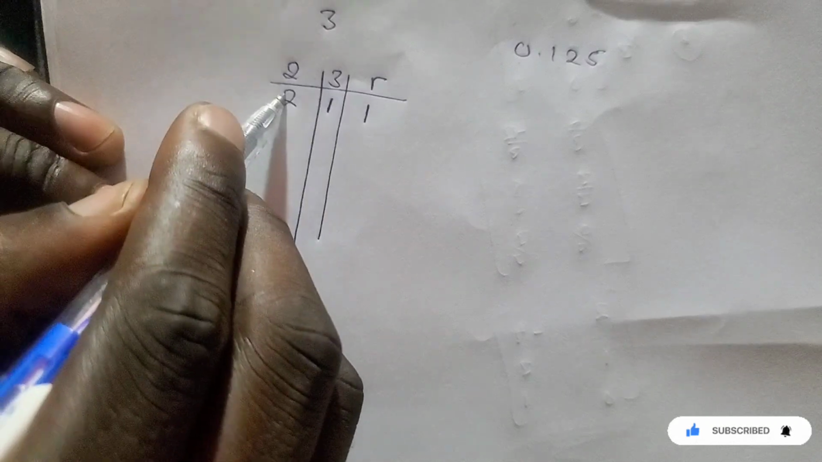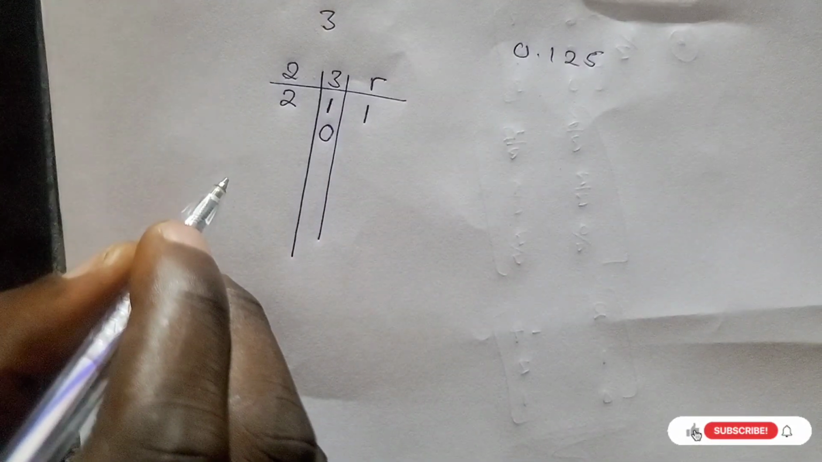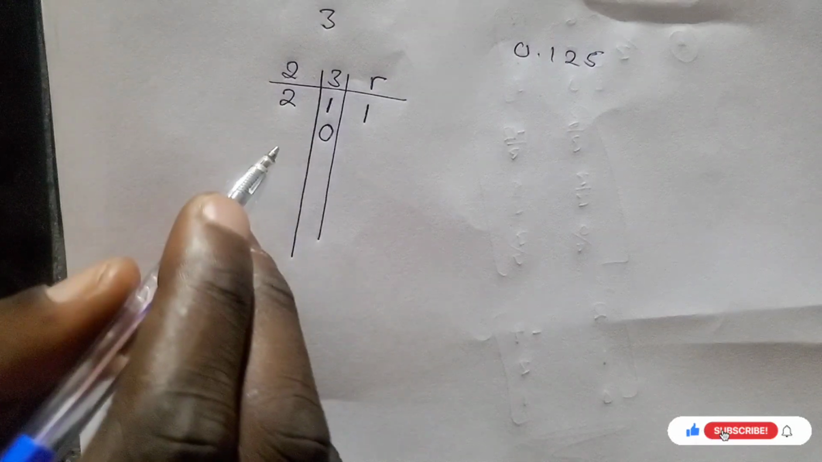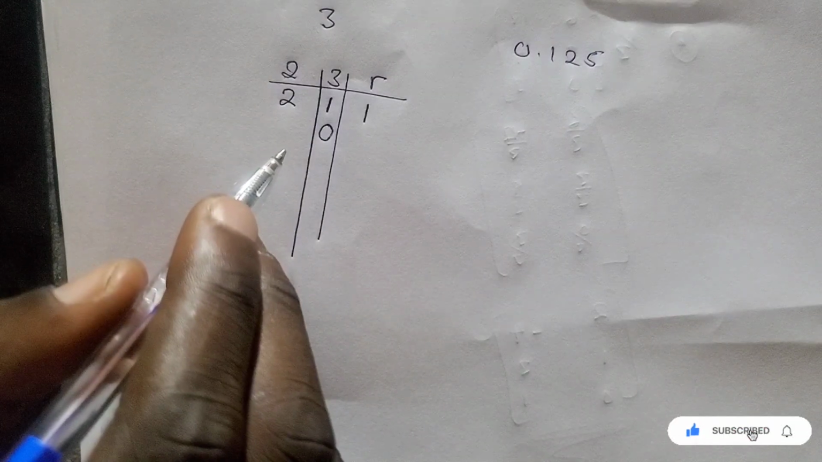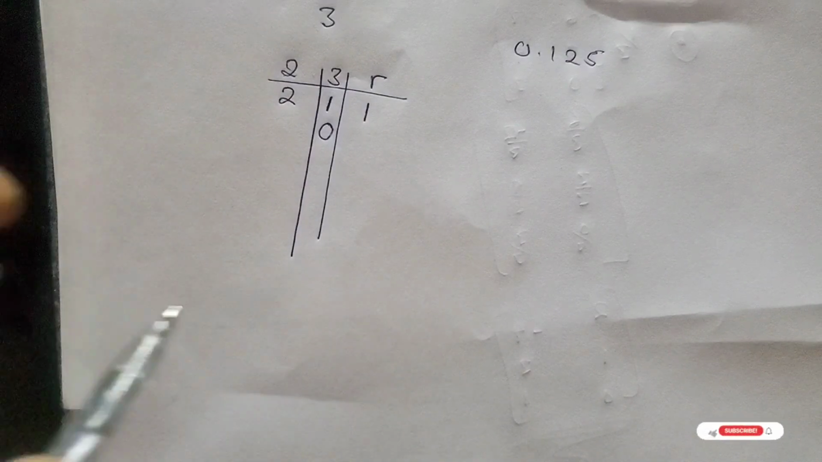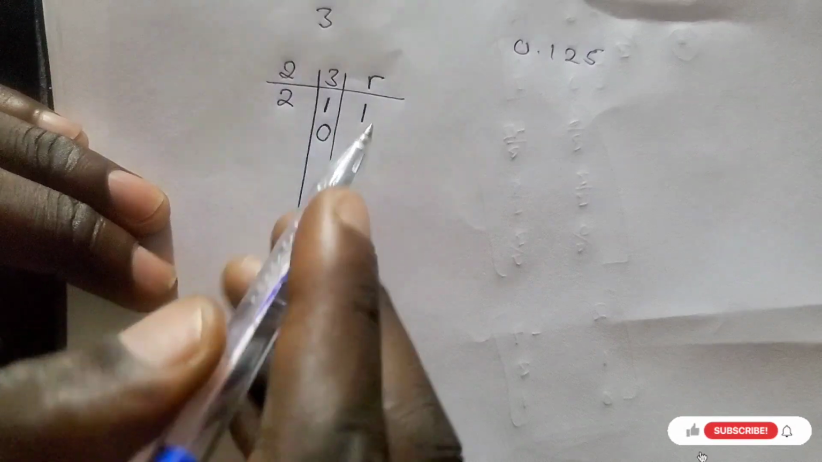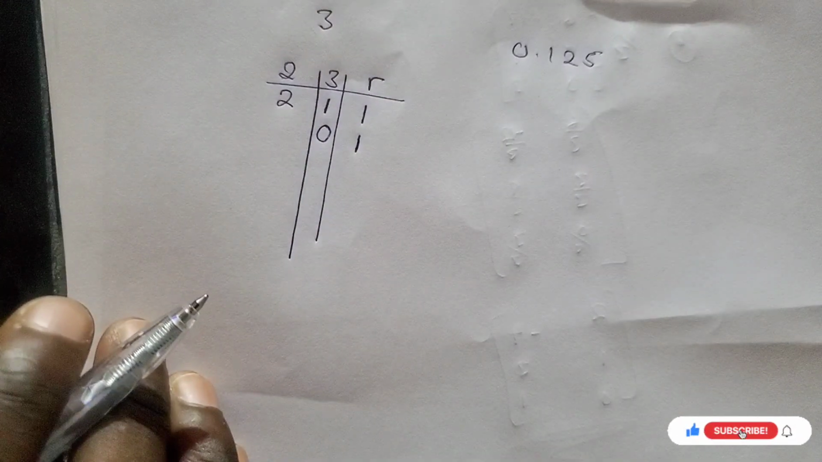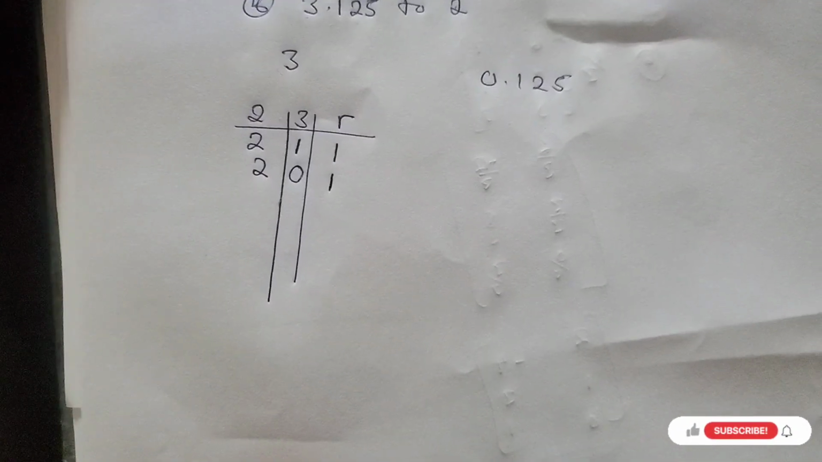Then we still have a 2 here. 2 into 1, it can't, so 0. I mean 2 into 1, it can't. So what you do, just this one here, bring it here as a 1. 2 into 0, it's just the same. So is it clear? Okay.